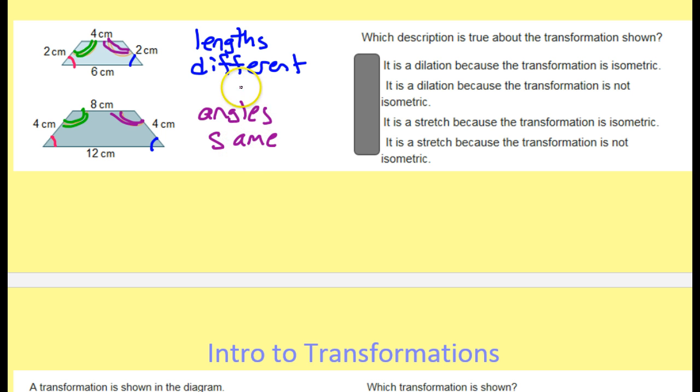So what kind of transformation could it be? This would be a dilation. Because yes, the lengths change, but they all change the same amount. If this is the pre-image and this is the image, every single length doubled. So that would make this a dilation.